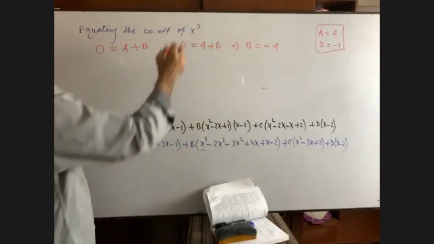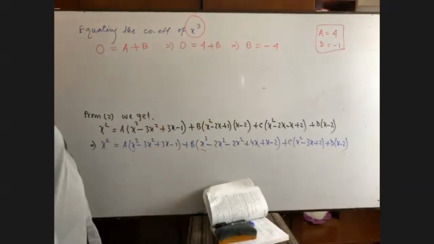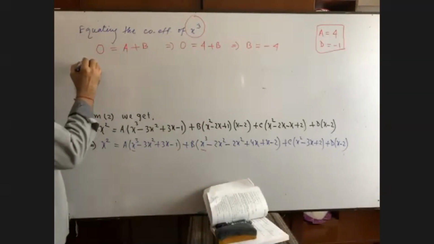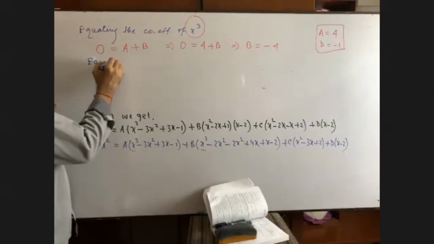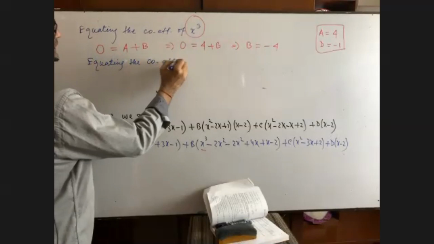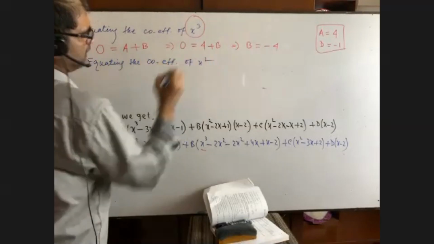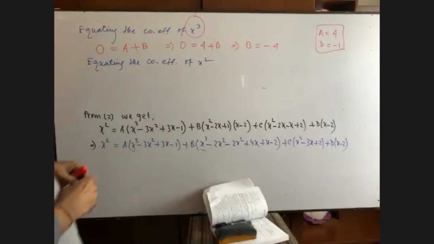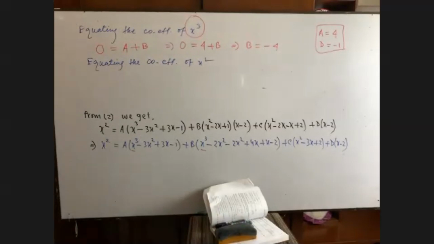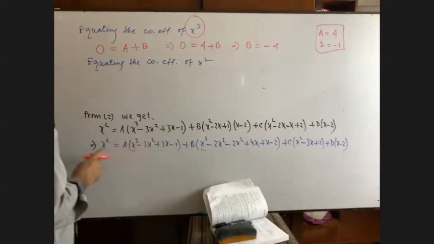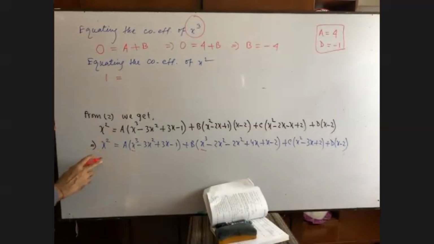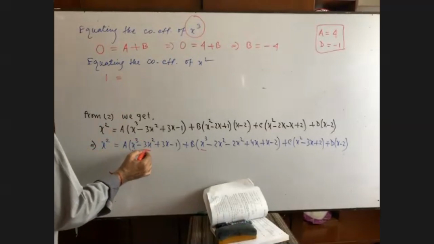What comes next after x cube? What comes next? X square. Yes, you're right. So write down equating the coefficient of x square. What will we get? Can you please let me know? X square, here it is what? 1. X square coefficient 1.